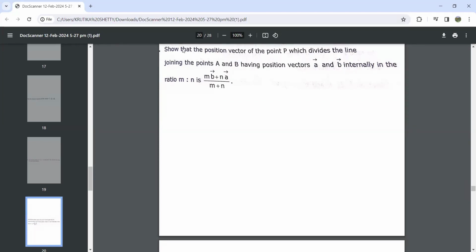Is the screen I have shared visible, students? Is the screen visible? No problem with the file I have shared. Okay. Yes. So we'll continue with the derivation of this.